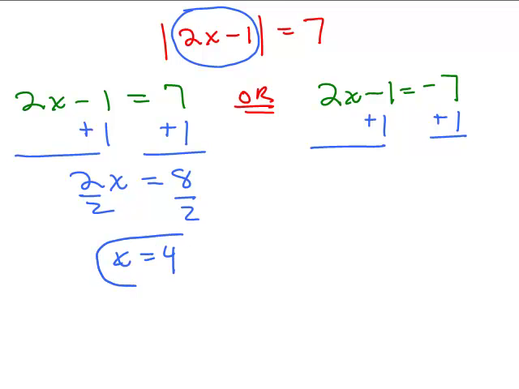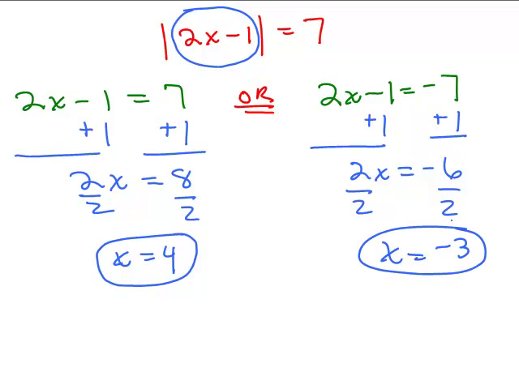So that looks like that's one solution. And then over on the right-hand side, we have 2x equals negative 6. And then when we divide by 2, we get x equals negative 3. All right, so it looks like there's two solutions to this absolute value equation.